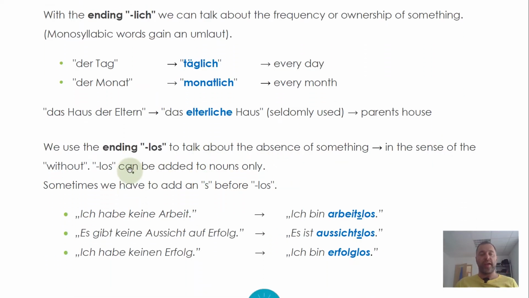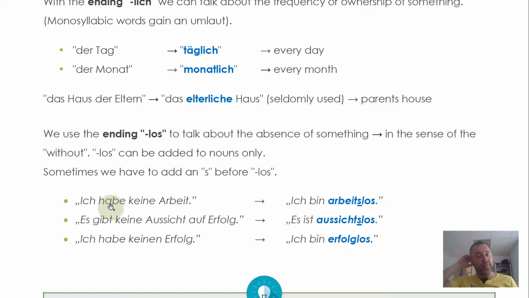We also have the ending los, and here we talk about the absence of something. It's always in the sense of without, and los can be added to nouns only, to nothing else, and sometimes we have to add an s before los. For example, ich habe keine Arbeit, ich bin arbeitslos. Es gibt keine Aussicht auf Erfolg, es ist aussichtslos. Ich habe keinen Erfolg, ich bin erfolglos. So I don't have work, so I'm workless. I'm without work. I'm unemployed.